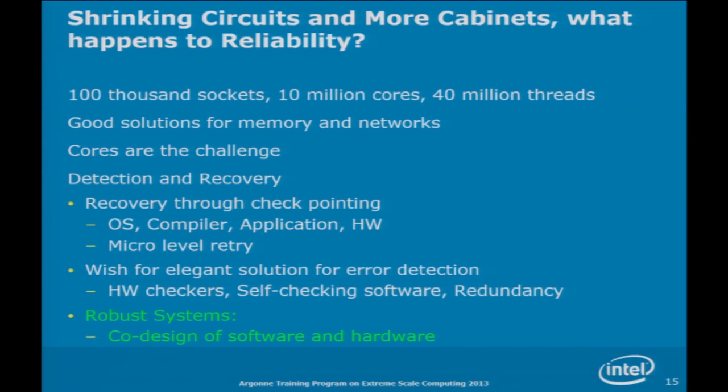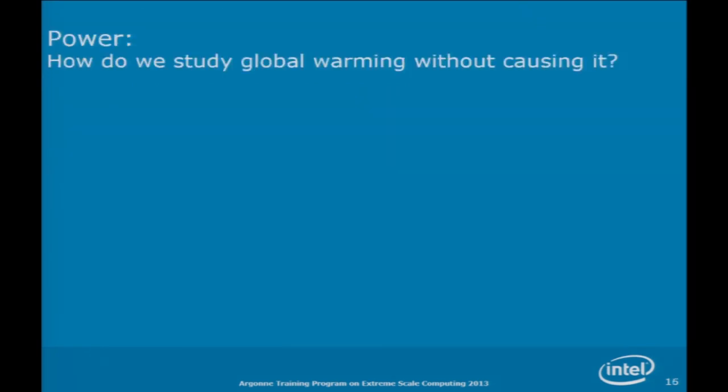One thing I'm interested in is that in chaos theory, there is this new idea of understanding robust systems or developing robust systems. I'm wondering if that can be applicable to systems of the scale that we're talking about here. So power: how do we study climate change without causing global warming? I think that's a serious issue. We talked a little bit about it before, that the government wants all of this to happen at 20 megawatts, which would be great.